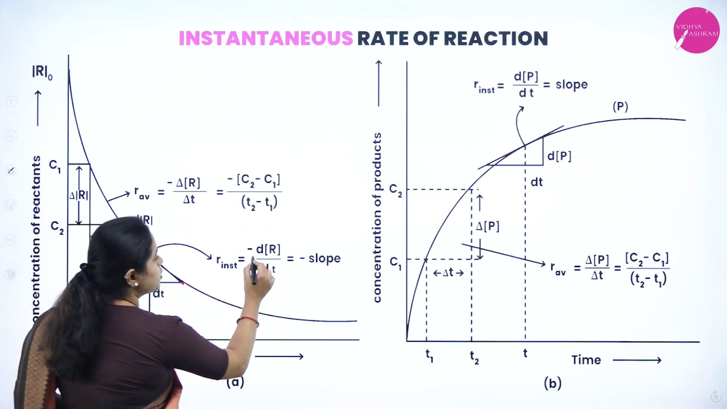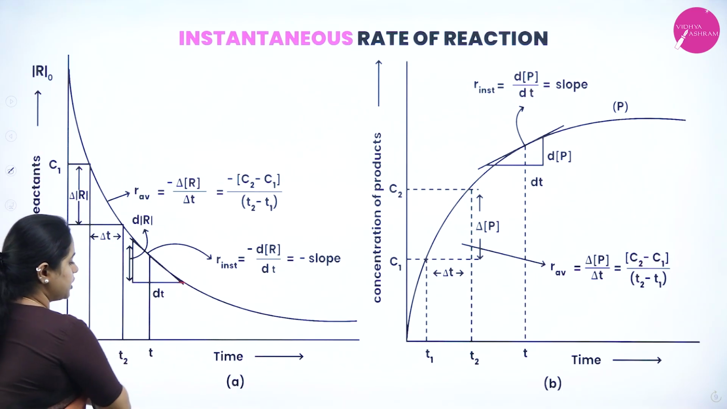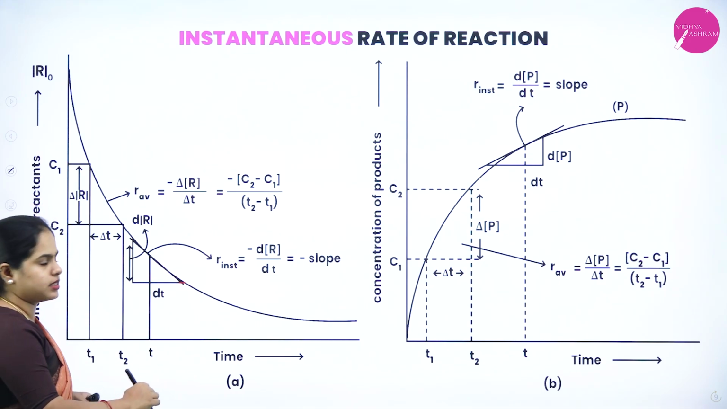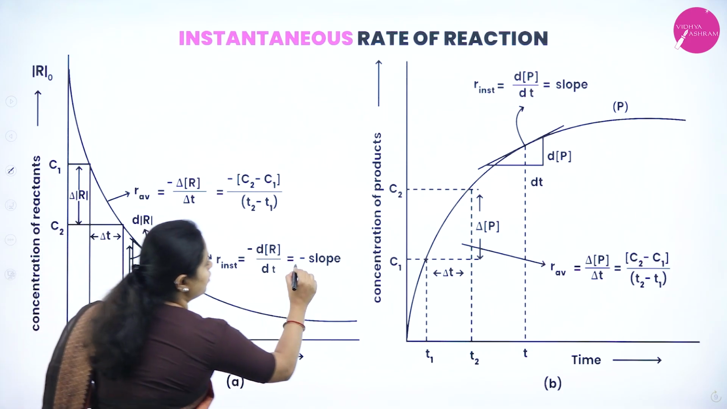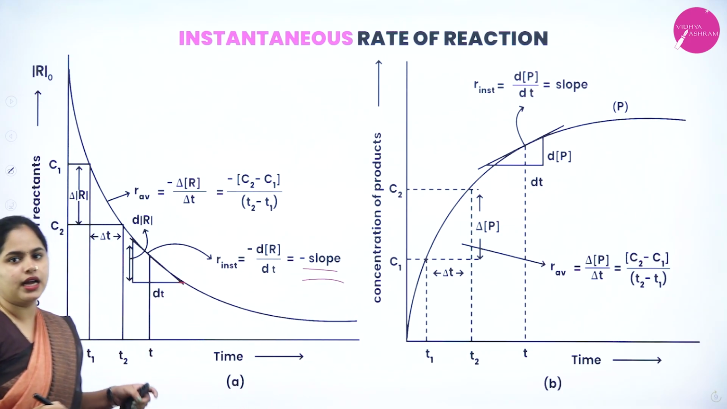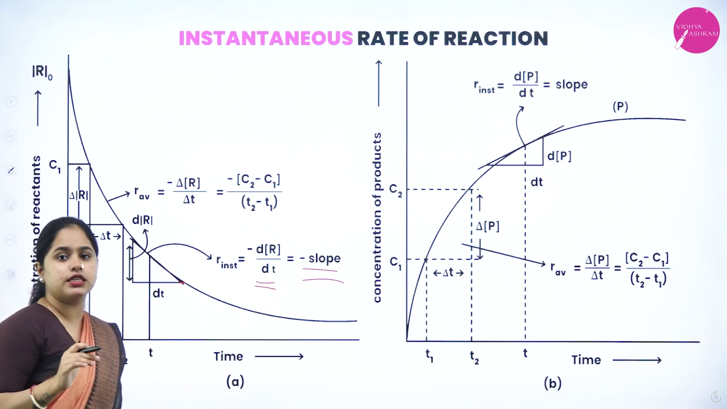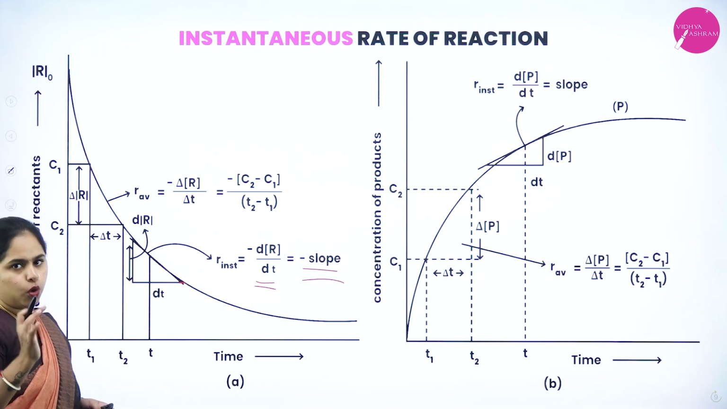So how do you calculate the slope? It will be minus dR by dt. That is change in concentration by time, right? Y-axis by x-axis, right? That is how you calculate the slope. So minus dR by dt, which will give you minus slope. So from the negative value of the slope, you will get the instantaneous rate of the reaction, in the case of reactants. So I hope it is clear.